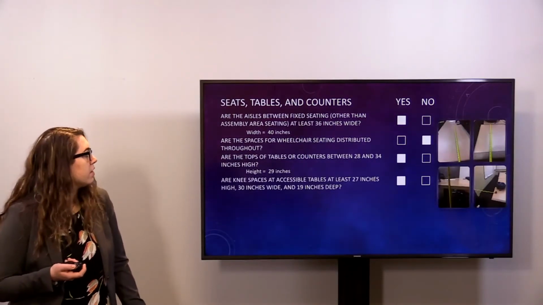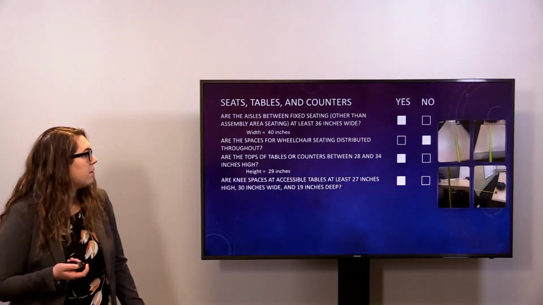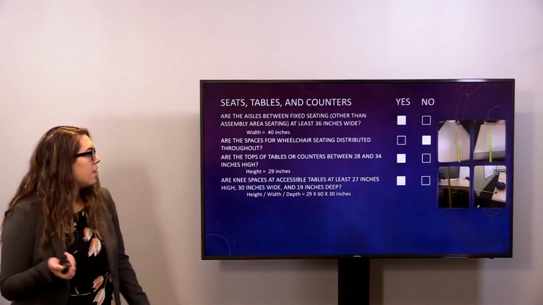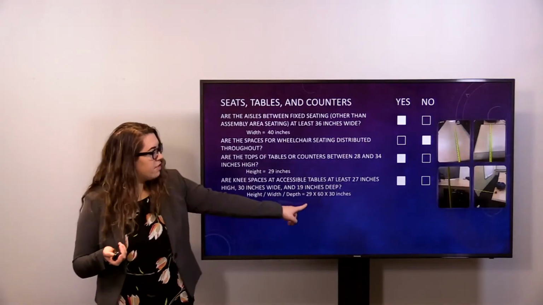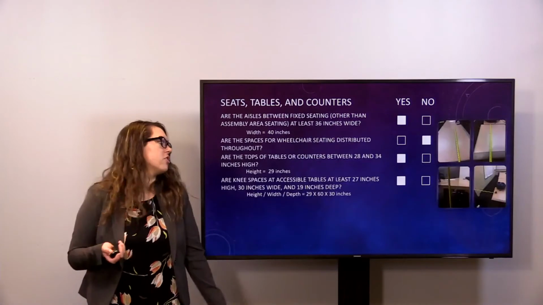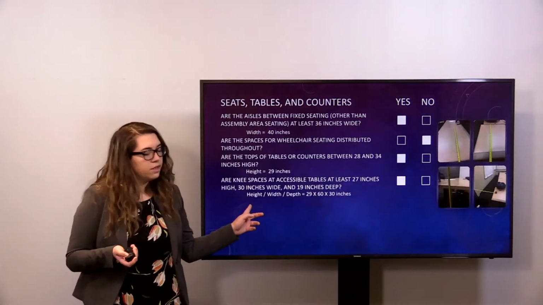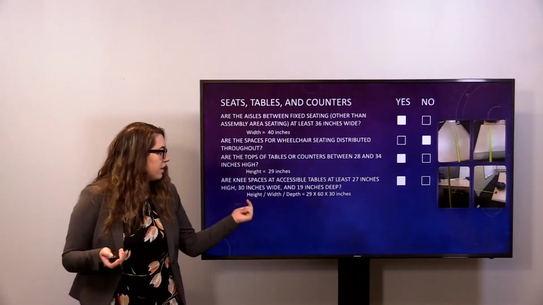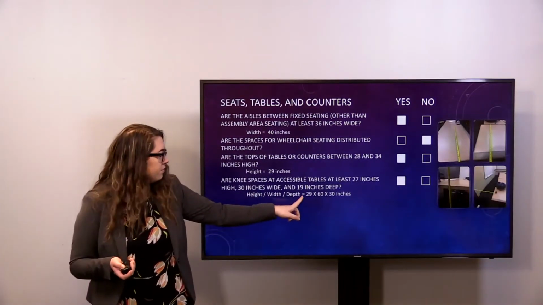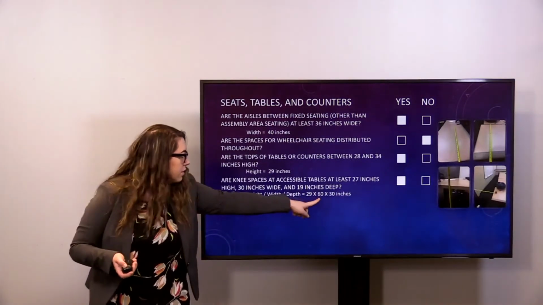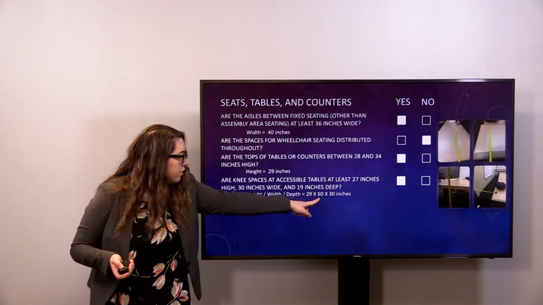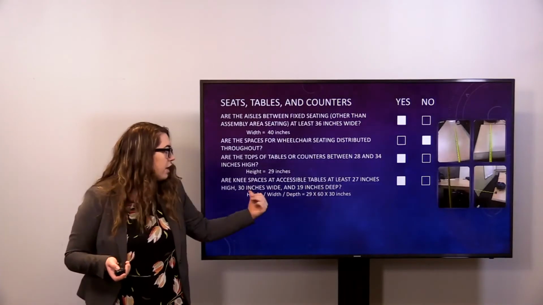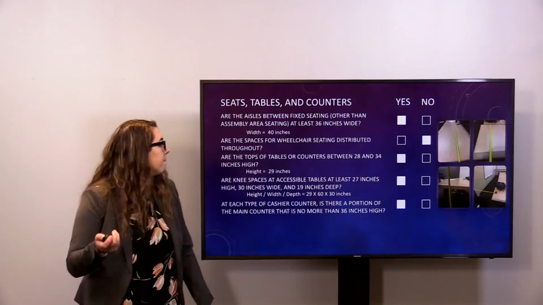Is there knee space at the table at least 27 by 30 by 19 inches? And the height and width and depth is 29 by 60 by 30 inches, which the tables are technically meant to be for 2 people, but this would still pass as 30 times 2. You can just say they each get 30 inches wide.